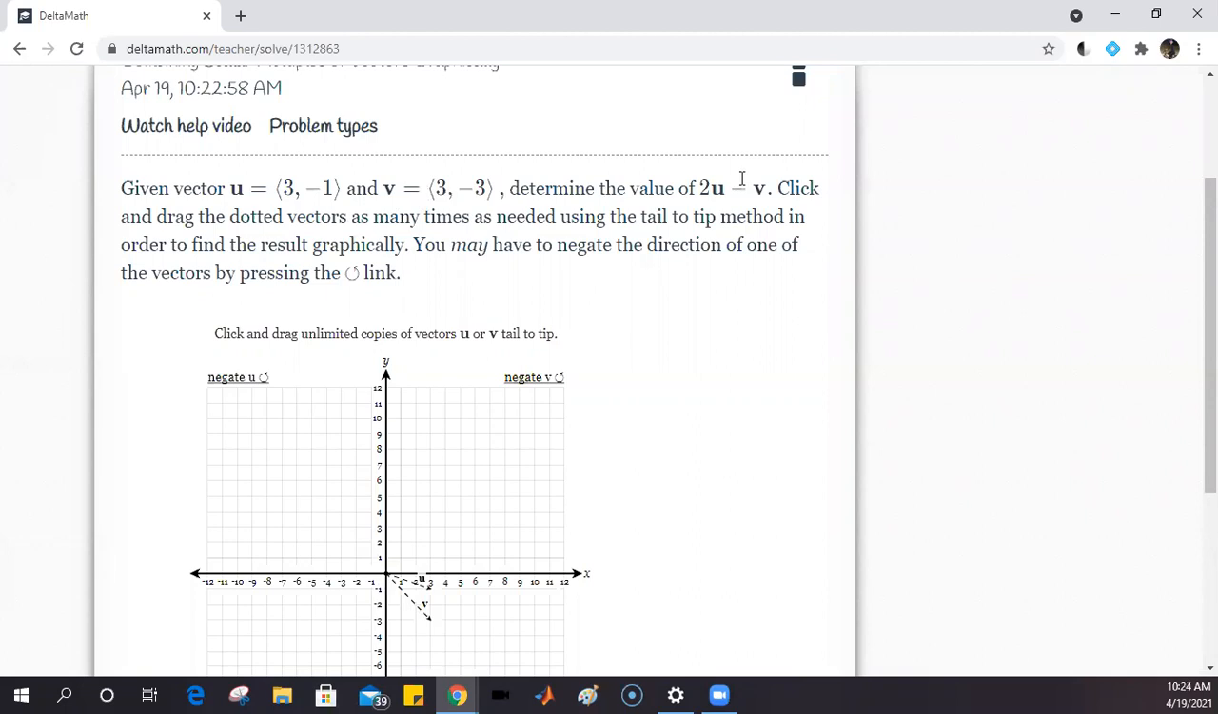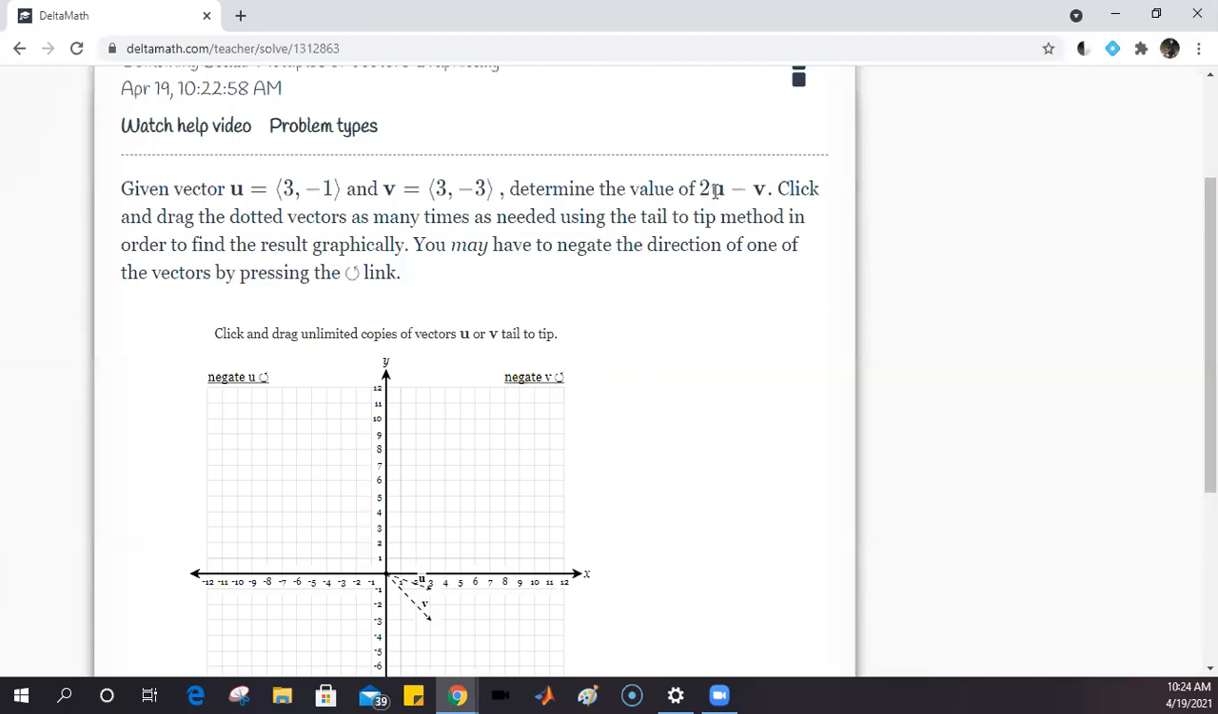So we're going to combine what we're talking about now with what we talked about last time with our subtraction here. It says click and drag the dotted vectors as many times as you need using the tip to tail method in order to find the result graphically. You may have to negate the direction of one of these vectors by pressing the link. Which one of these vectors are going to need to be negative? V, yeah, we're subtracting V. So when we start using the V here, we're going to need to negate the V.